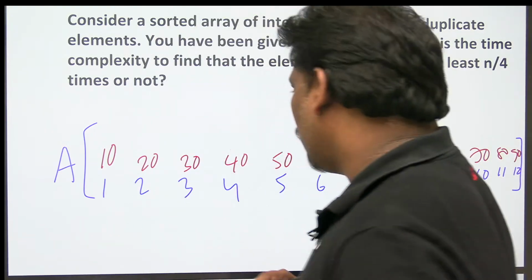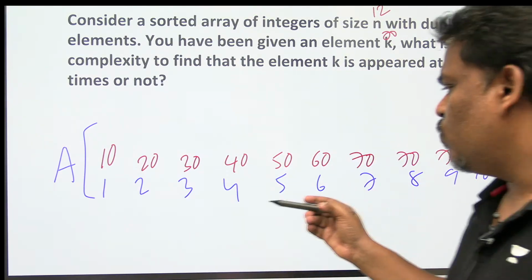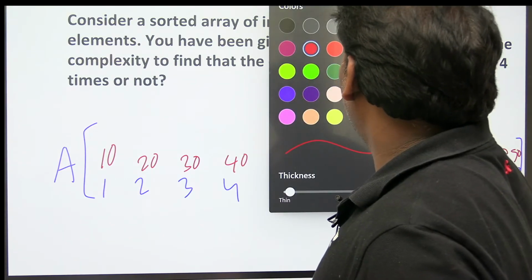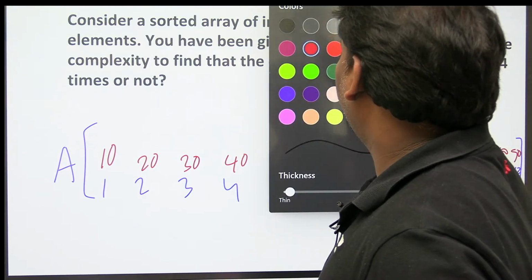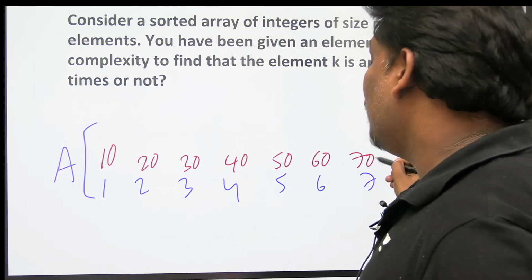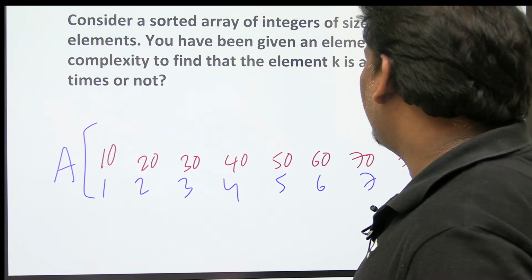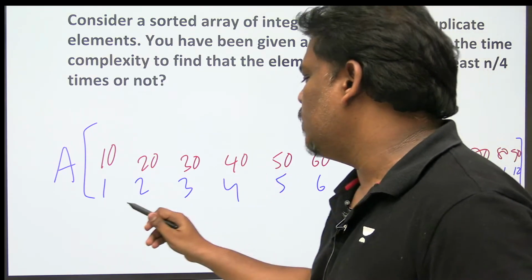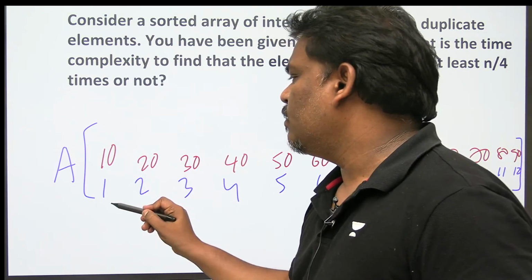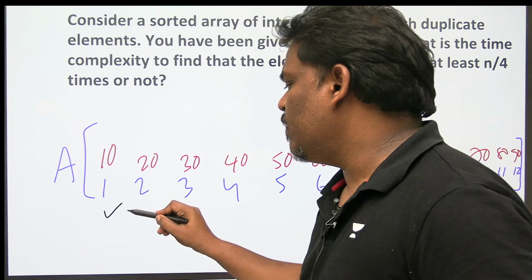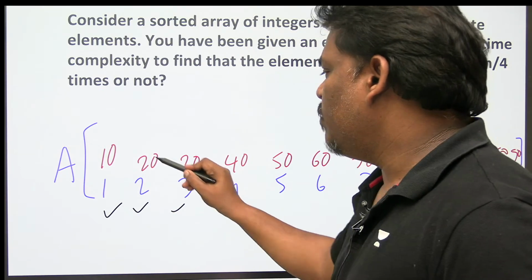One way of solving this problem is like this. Because of element 70, you have to identify whether it is repeated at least n by 4 times or not. Forget about whether it is sorted or not. One way is to first find using linear search where 70 is. Ask every person, are you 70?